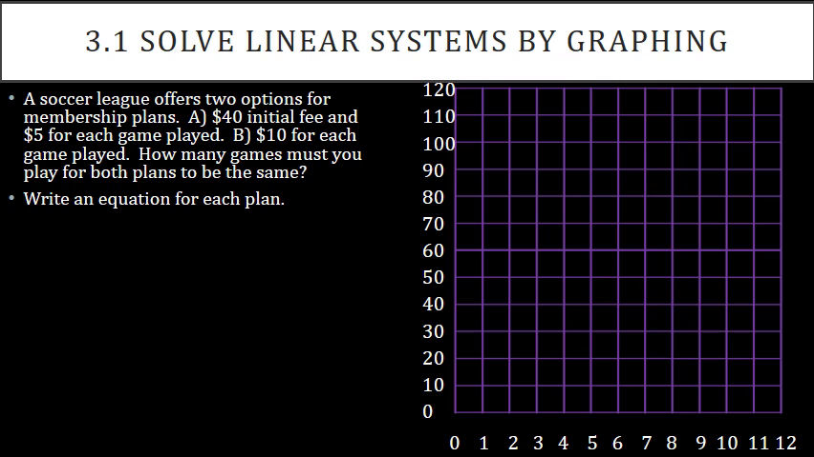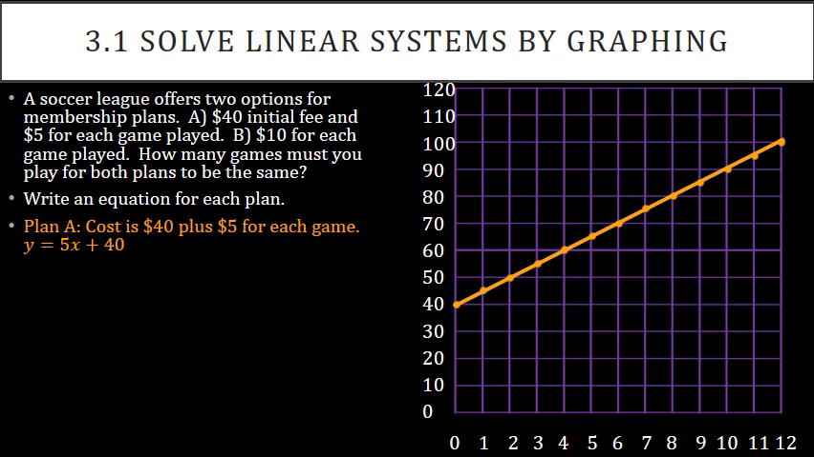Start with plan A. The cost is $40 plus $5 for each game. So our cost, y, would be 5 times the number of games, which is x, plus the $40 initial fee. Graph it by plotting the y-intercept, 40, and following our slope of 5 over 1. Notice I'm not going up 5 squares and over 1 square, because in the y-axis each square is 10, so I'm actually going up half of a square, which is 5, and over 1.